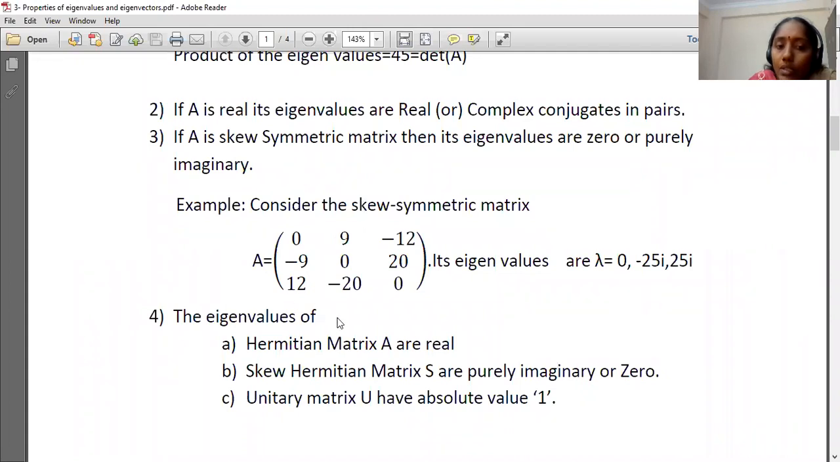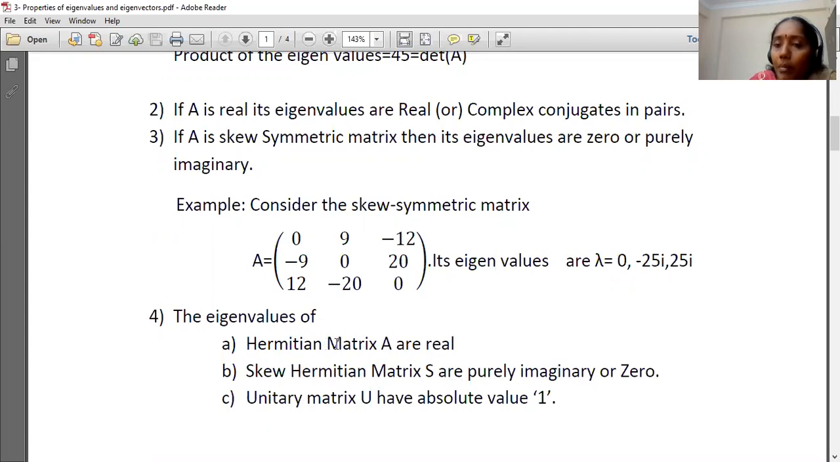The eigenvalues of a Hermitian matrix A are real. Eigenvalues of a skew Hermitian matrix S are purely imaginary or 0. Eigenvalues of a unitary matrix U have absolute value 1.